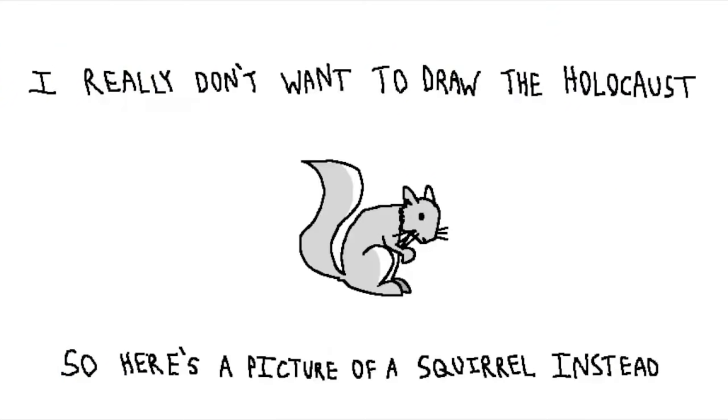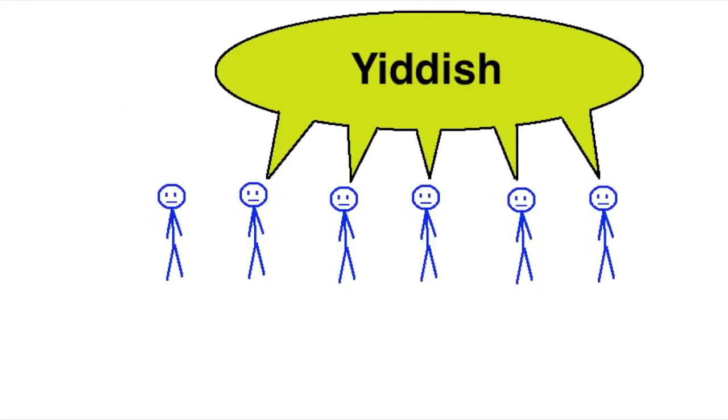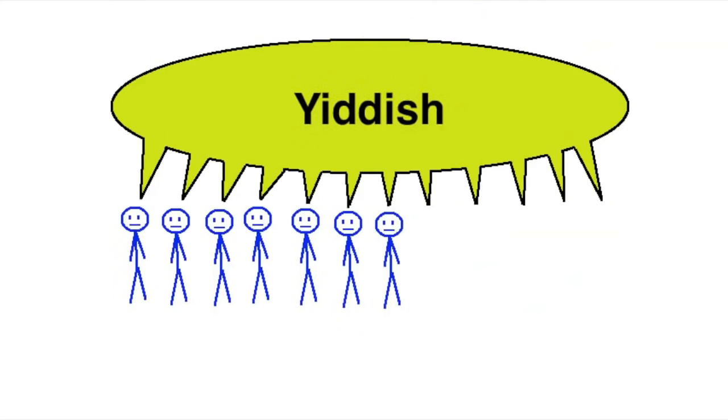The hardest group hit by the Holocaust was the Ashkenazi Jews. Of the 6 million Jews killed in the Holocaust, 5 million spoke Yiddish, reducing the world population of Yiddish speakers from 12 million to about 7 million.